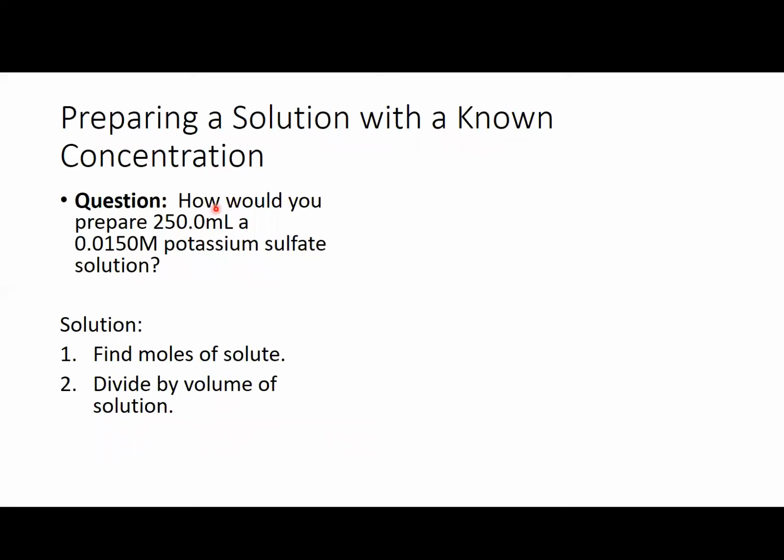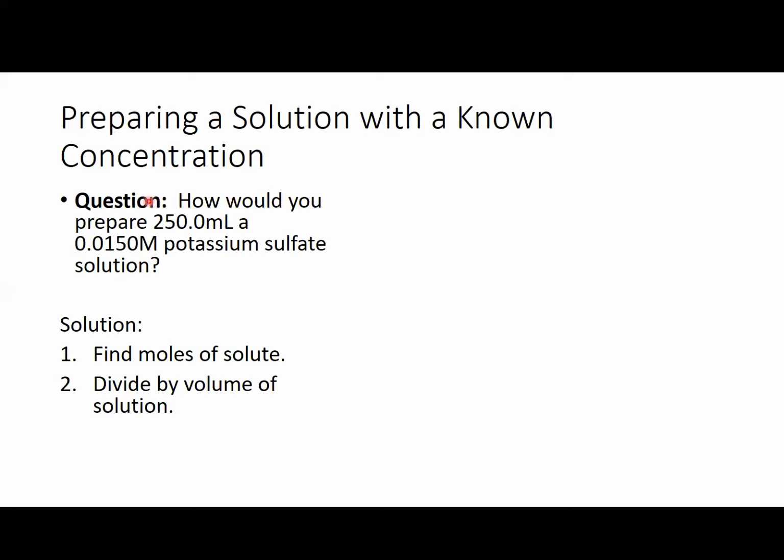So the question here becomes, how would you prepare 250 milliliters of a 0.015 molar solution of potassium sulfate? Okay. The solution involves doing 2 things. One, finding the moles of the solute, and then dividing that by the volume of the solution. So a 0.015 molar solution of potassium sulfate would contain 0.015 moles for every 1 liter that's made.